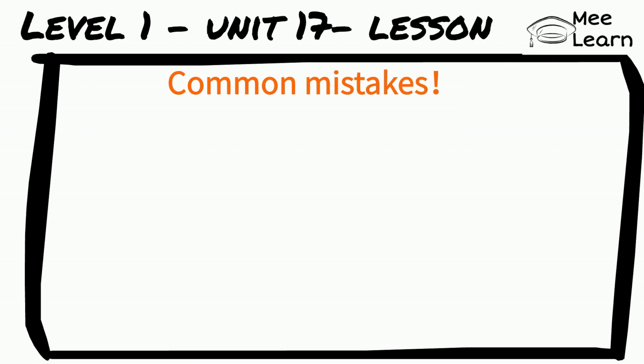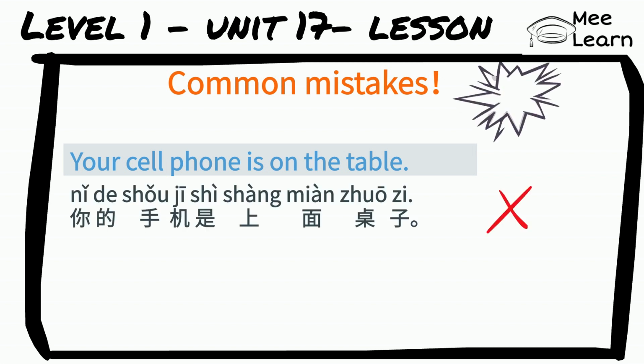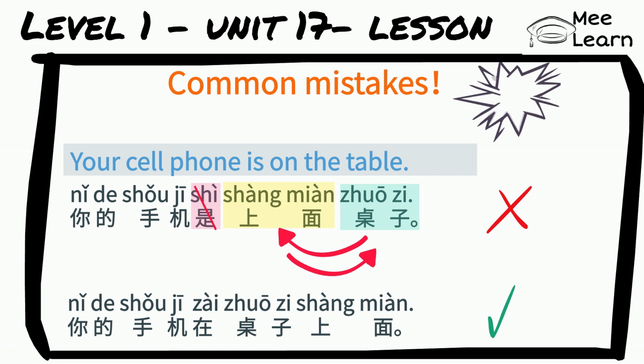Common mistakes here. For this sentence, your cell phone is on the table. Students often say, 你的手机是上面桌子. First of all, you don't need that 是. Second, 上面 and 桌子 should be flipped around. So the correct sentence is, 你的手机在桌子上面.